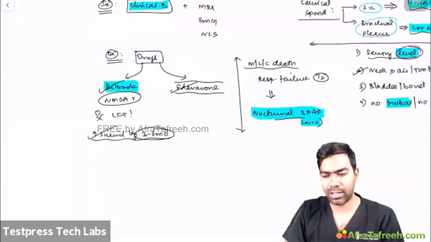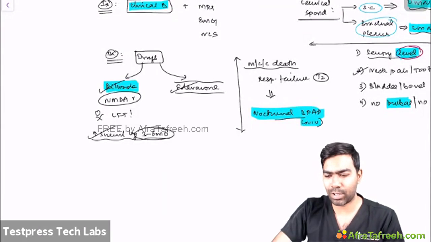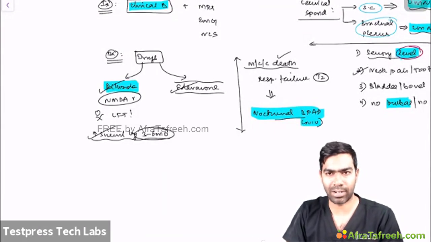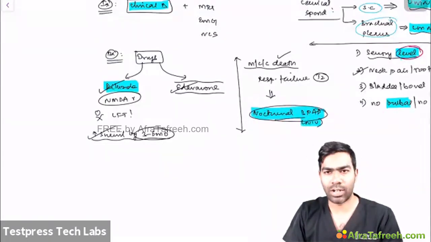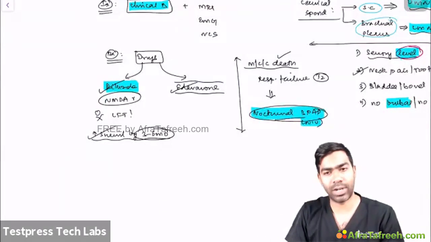So clearly, rather than treating this disease, it's better to prevent the death in this disease. That's going to be better. So if you ask me the best intervention to prevent death, I will always go for nocturnal BiPAP only, not for the drugs, because that is the best intervention to prevent death in these patients.